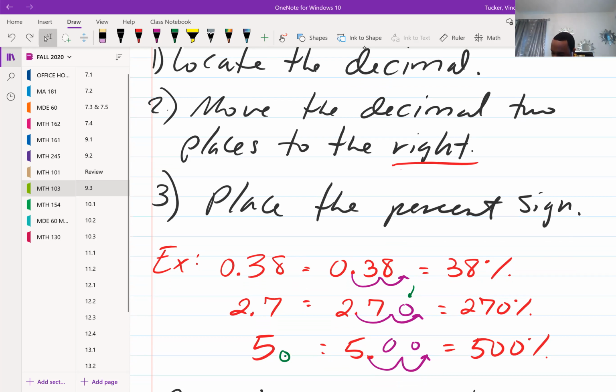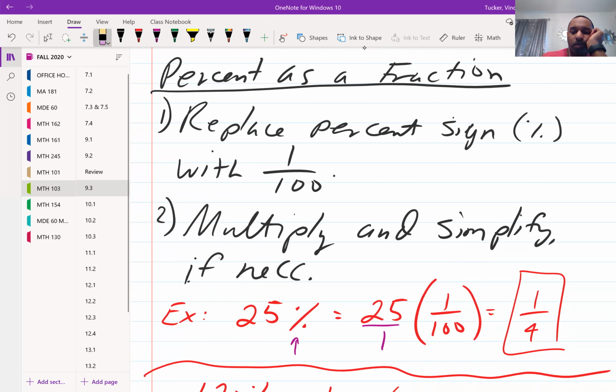All right, let me erase some of this stuff. All right, so 25%, if I want to write that percent as a fraction, I'm going to replace that percent sign with 1 over 100. Now, don't forget, whenever we're multiplying fractions, you can either reduce first and then multiply, or multiply then reduce.